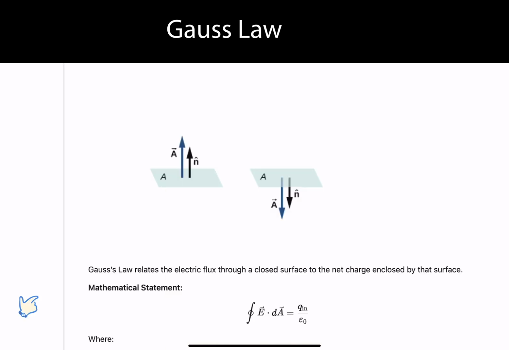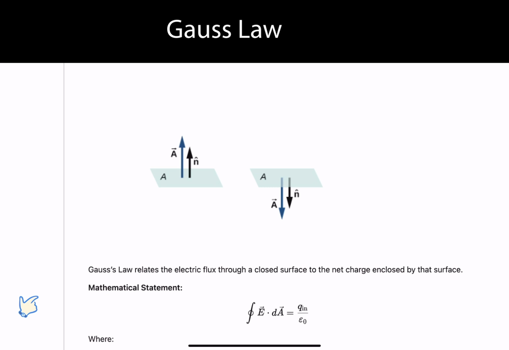So now let's go to Gauss's law. Gauss's law is a powerful statement about the relationship between electric flux and the enclosed charge. It relates the electric flux with the charge inside a surface. It tells us that the net electric flux through a closed surface is proportional to the charge enclosed within that surface. That means the more the charge within a surface, the greater the electric flux passing through that closed surface.